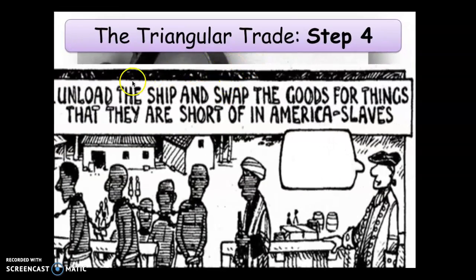So step 4 of the triangular trade, the slaves are unloaded from the ship and the goods swapped for things that they are short of in America. So the ship is unloaded in the West Indies. It goes to the West Indies, and is loaded with things that America needs. And it just so happens that America needs slaves, and lots of it.